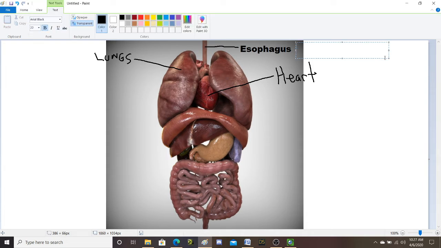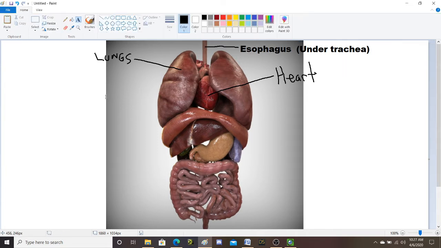All right, so I'm going to put that in here. I'm just going to write under the trachea. And it is a smooth tube that doesn't have those rings. Piece of cake, right? Okay, now your esophagus is going to lead to your stomach. The stomach is right here. So this is your stomach.